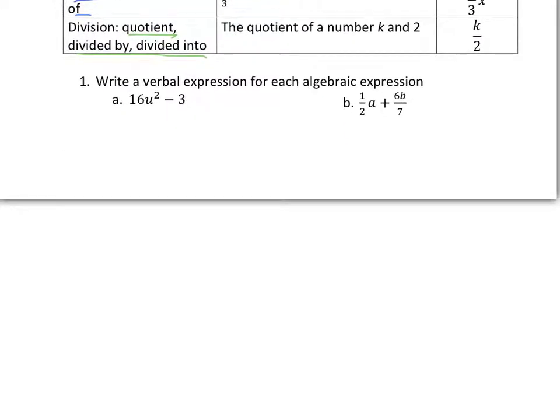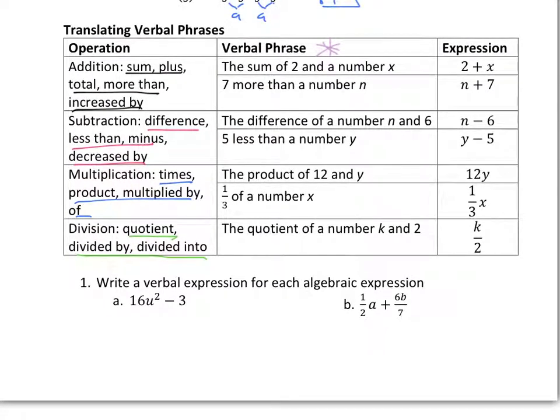And into some examples. Okay, so now what we're going to do is write a verbal expression for each algebraic expression. So I'm going to look at the algebraic expression that's given, and I'm going to write it in words. Okay, so I've got 16u squared minus 3. There's a lot of different ways you can write this. Remember, this is a subtraction problem, so we're going to be using one of these. Okay, so what I'll do is I'm going to use less than, because that's a hard one to use.